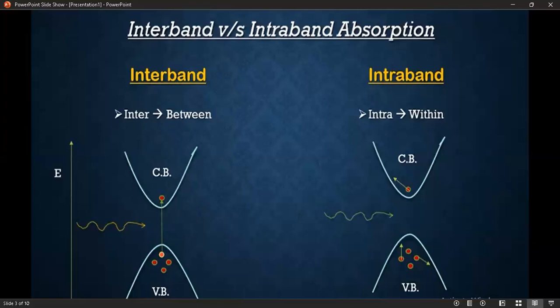On the other hand, we have intraband. Intra means within. As you can see in the bottom right, the electron absorbs the energy from the photon, and the energy is less than the band gap energy, so it's only moving in the same band, within the same band. Also, this can happen in the conduction band. As you can see in the conduction band here, the electron absorbed energy and it's moving within the same band.